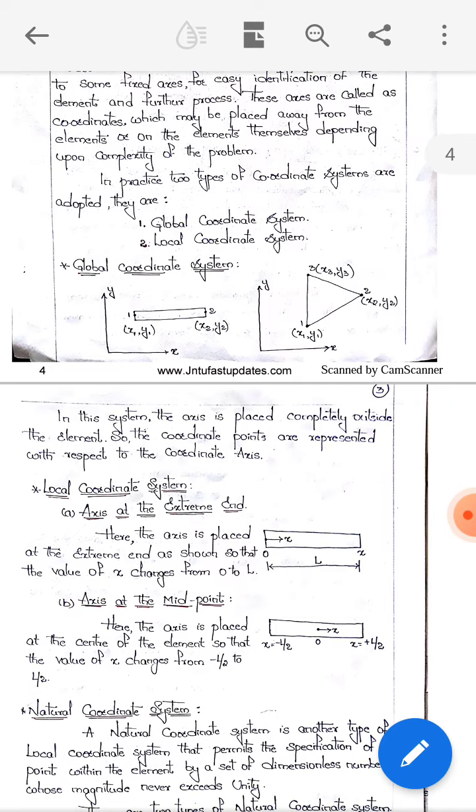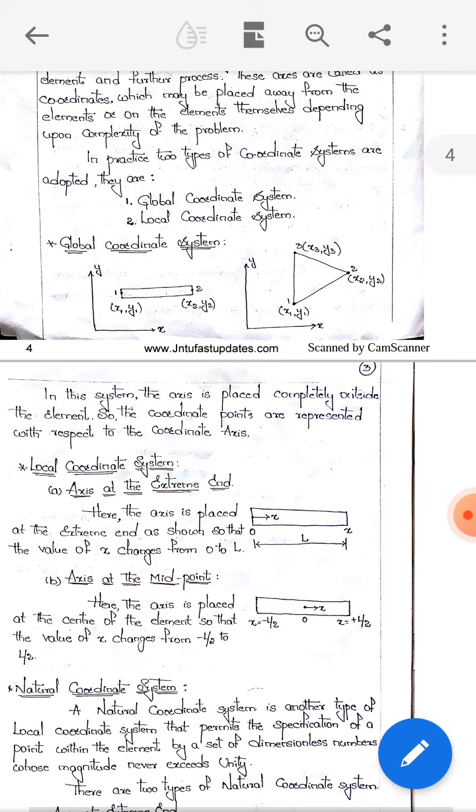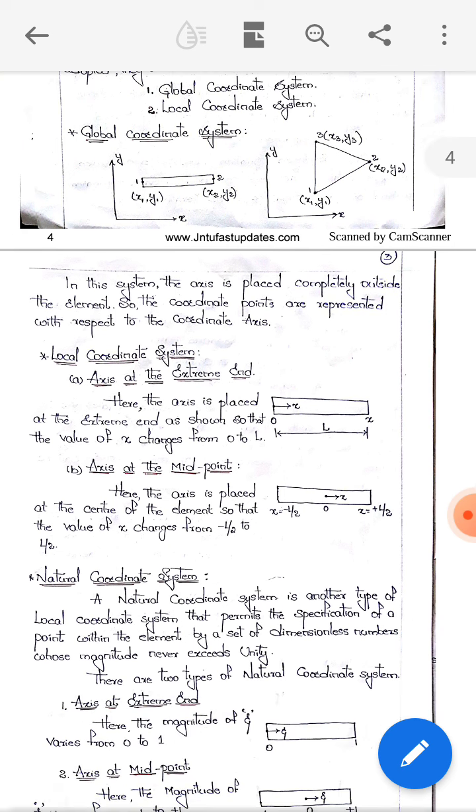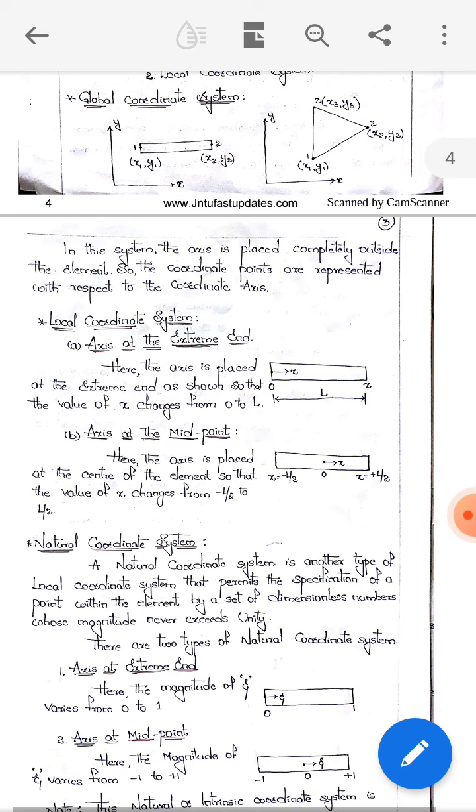Now, let us take two elements for the global coordinate system, a rectangular element and a triangular element, with points x1, y1, x2, y2, and for the next one x1, y1, x2, y2 and x3, y3. If the axis is not exactly on the element but located at a distance, we say it is a global coordinate system. But if the axis is located at the extreme end point towards the left, then it is a local coordinate system.